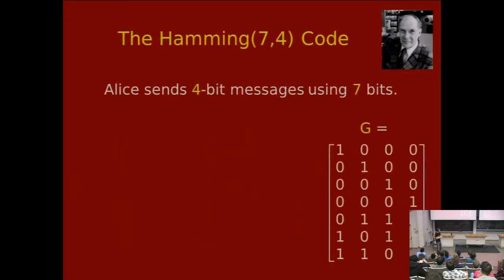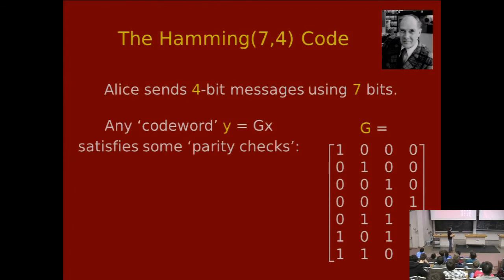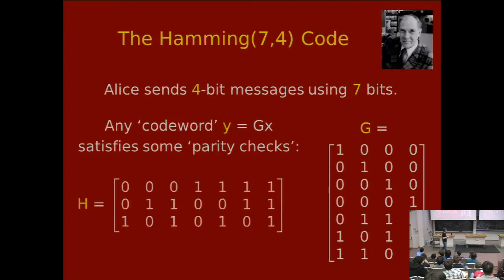Now, what does Bob do? I'm just going to tell you what Bob does. It looks a little mysterious, but you'll see how it works in the end. Any code word y that Alice might send, anything of the form G times x, satisfies a bunch of parity checks. More than just, in the first case, the message always satisfying the check that the sum of all the bits was 0. There are some more checks that it satisfies here. In fact, if this H is this parity check matrix, I claim that whatever Alice transmits, if you multiply it by H, you get 0.